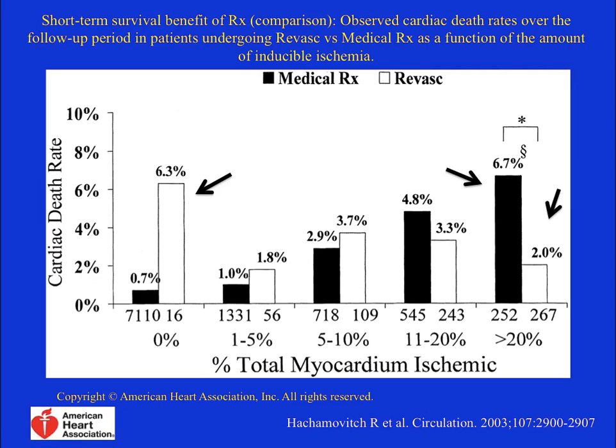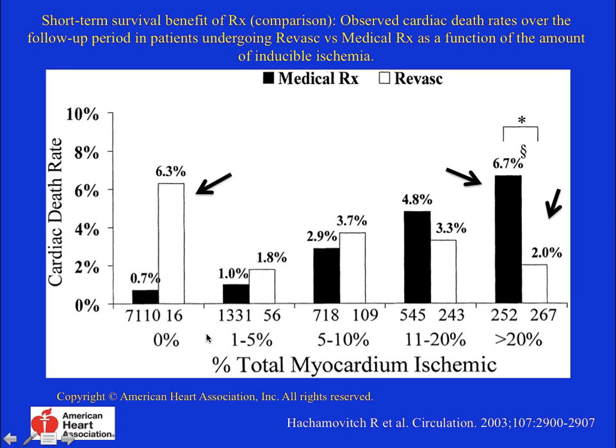Now this is a very important bar chart showing the survival benefit of medical treatment versus revascularization when these treatments are based on the findings of the MPI scan. If the MPI scan shows large abnormality or high risk abnormality, and if these patients receive only medical treatment, dark bar here is the medical treatment, then the death rate is high, 6.7%.